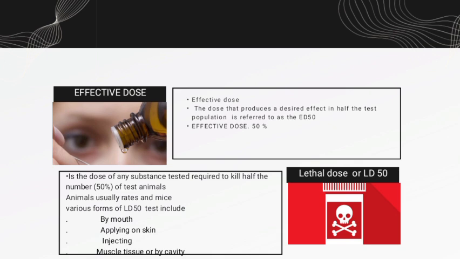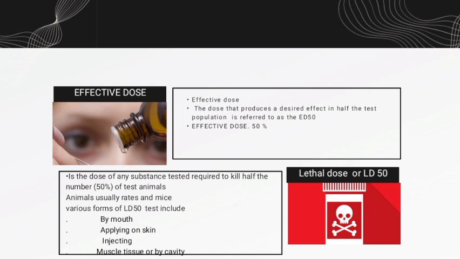Coming to effective dose and lethal dose. The effective dose is a dose that produces a desired effect in half the test population, referred to as ED50 or effective dose 50. In pharmacology it is nothing but a median dose. Coming to lethal dose, it is the dose of any substance tested required to kill half the number of test animals. The animals taken are usually rats and mice. There are various forms of LD50, including by mouth, applying on skin, injecting into muscle, or by cavity.